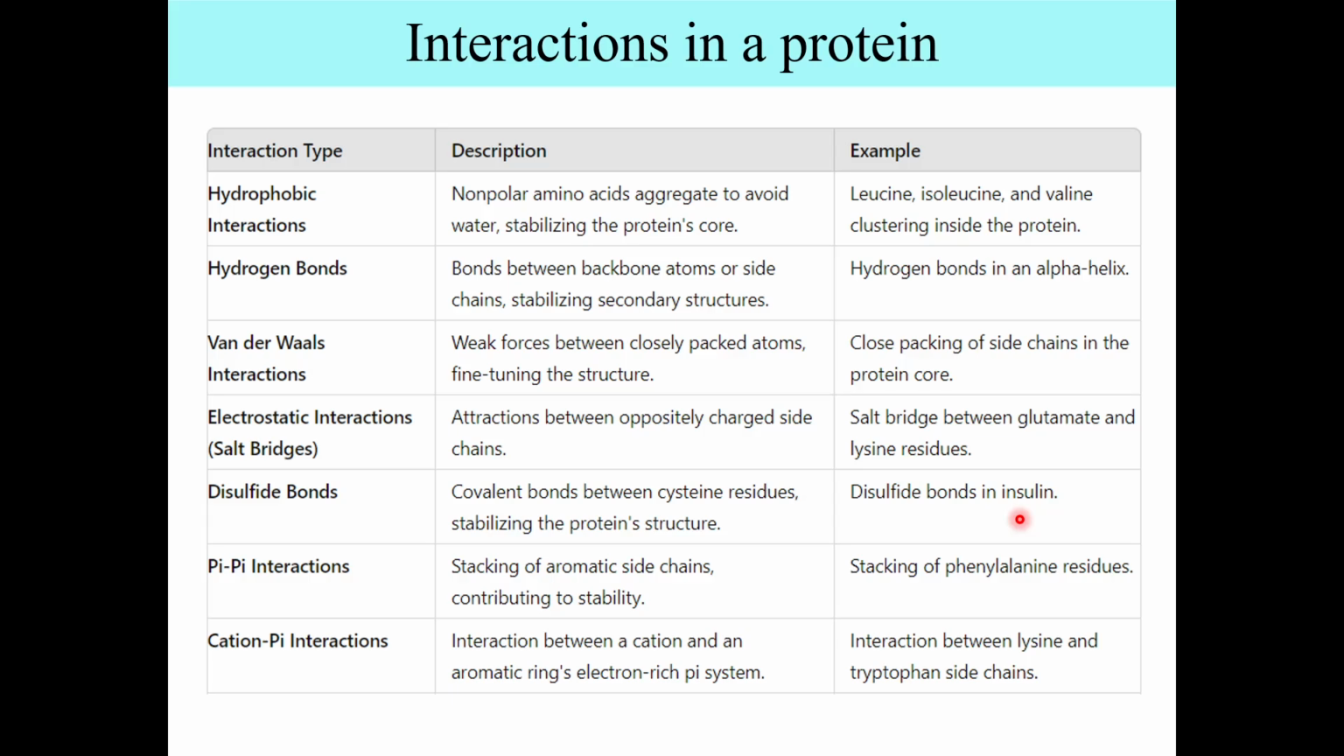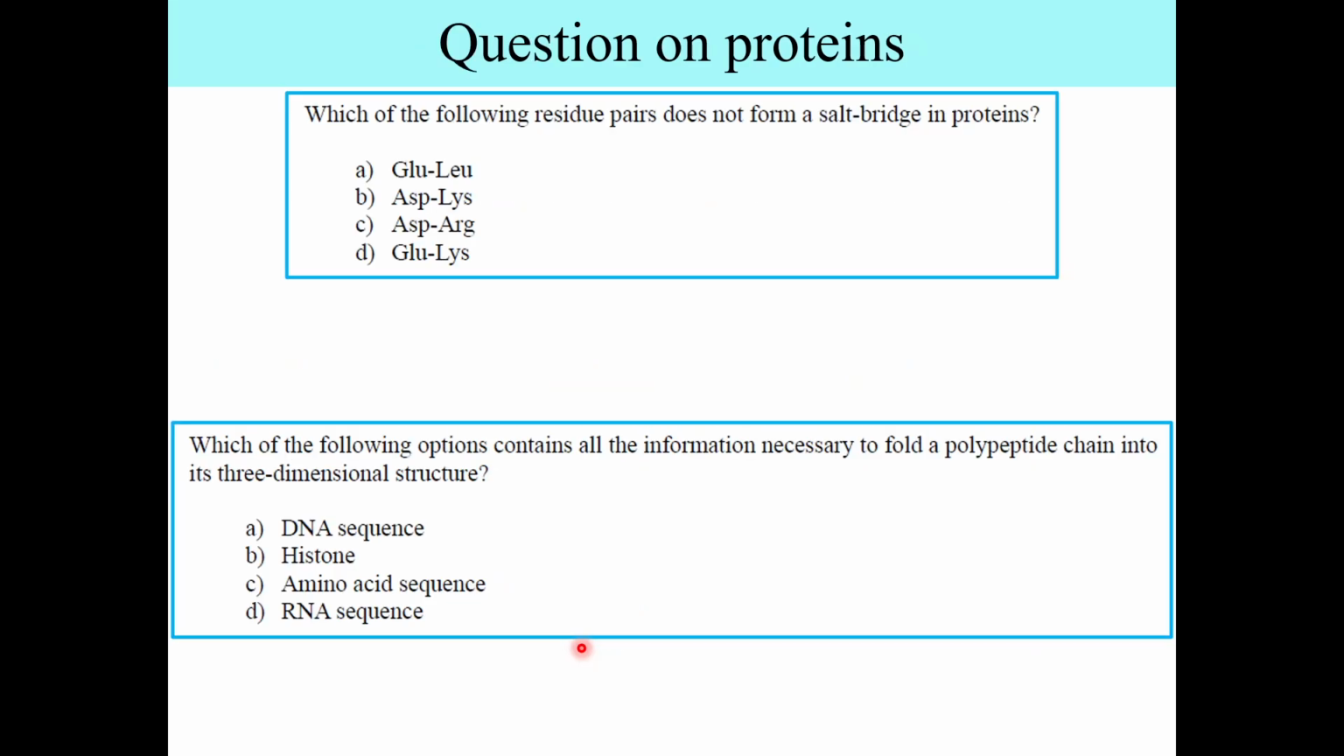Then come the pi-pi interactions. Pi-pi are stacking interactions between the aromatic side chains in proteins, and they contribute to the stability of the protein. Besides this, there can be pi-cation interactions, once again, between the cation and the aromatic side chains of amino acids. So you can go through all of these different interactions to understand them in detail.